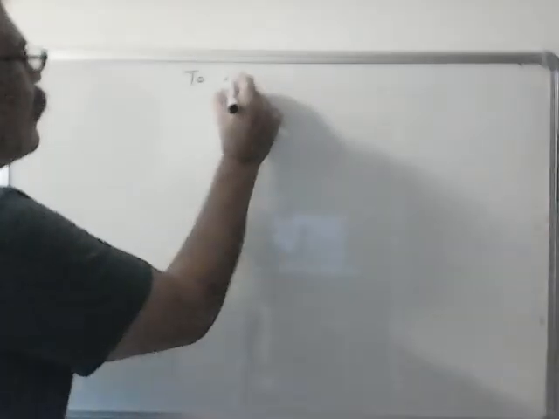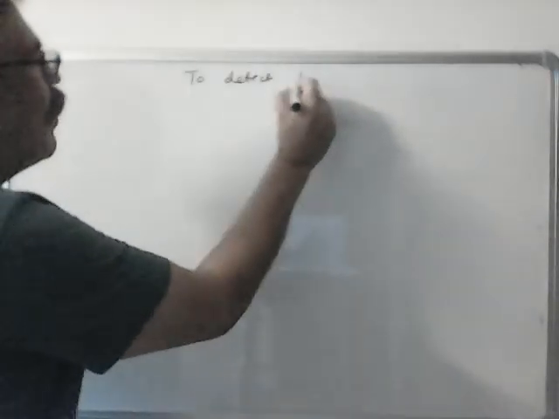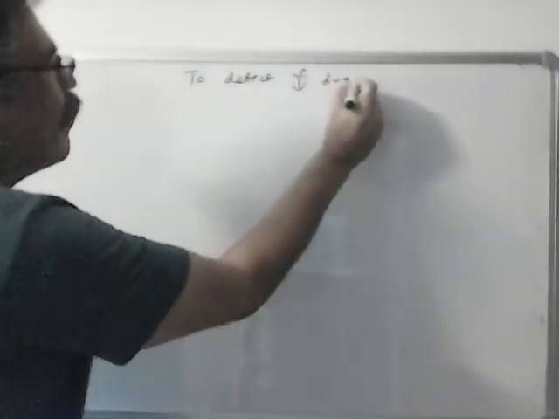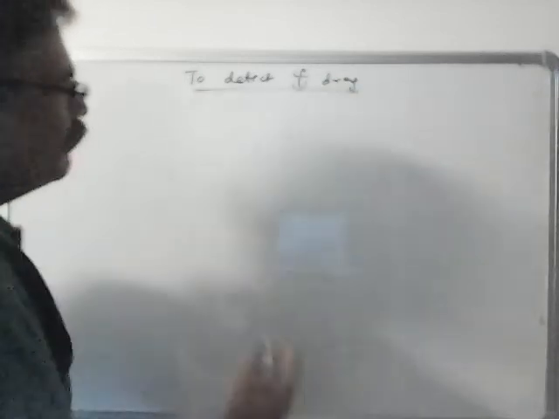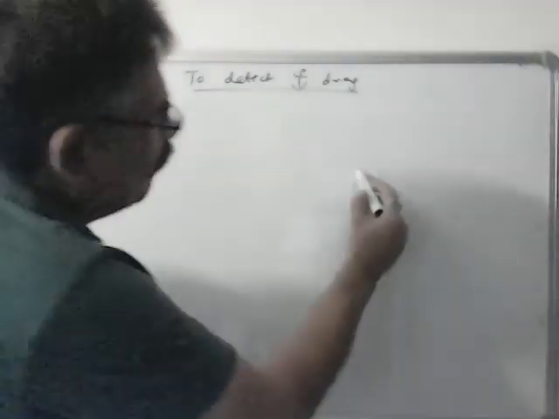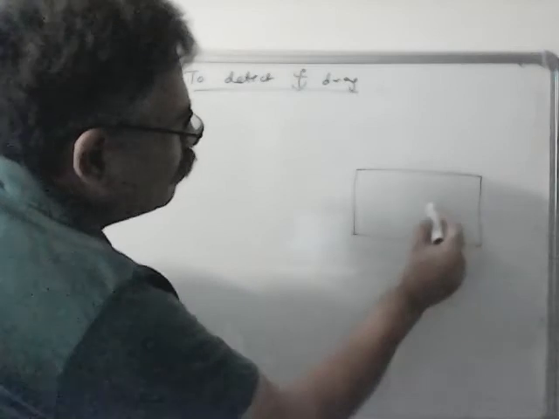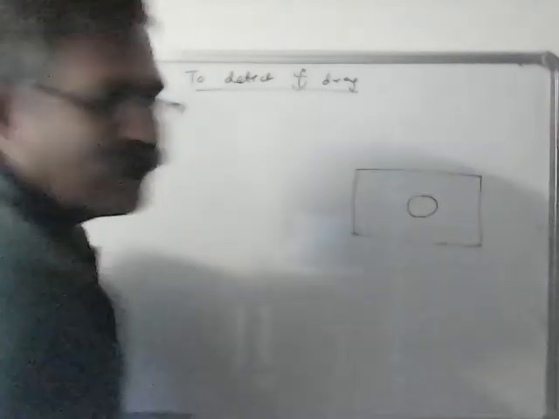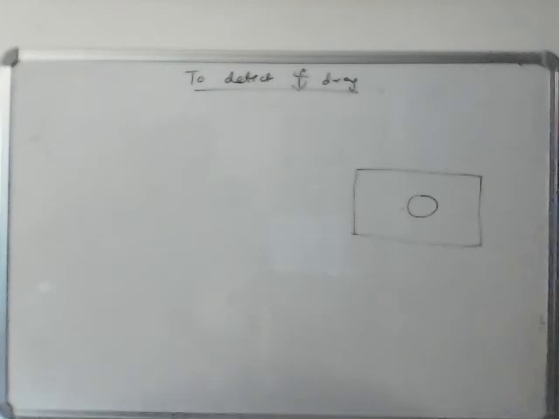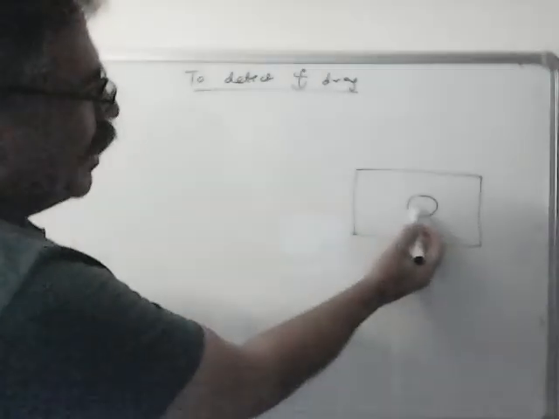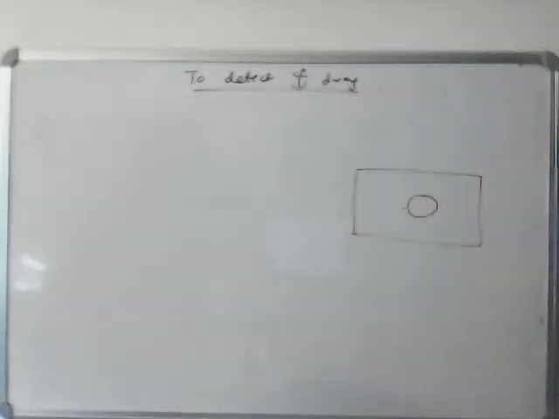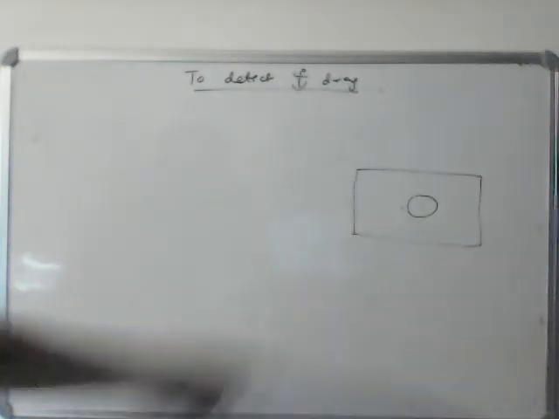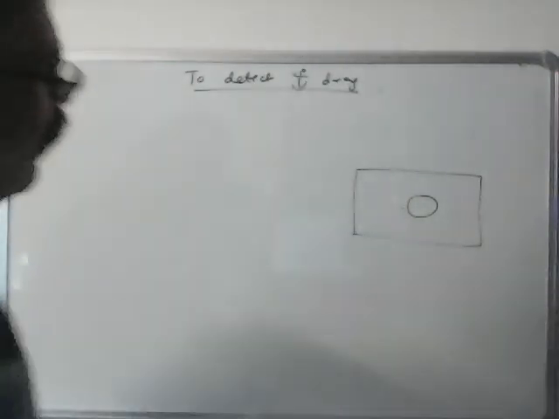Today we will do how to detect anchor dragging. Now on the chart, if you already made the turning circle and the ship's position comes outside the turning circle, that means either you have dragged and presently you are not dragging, or it could be that presently also you are dragging.